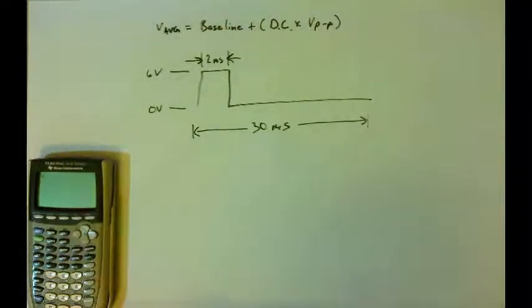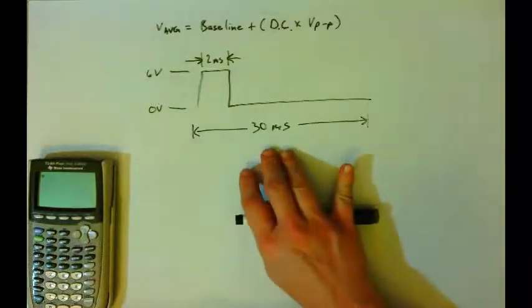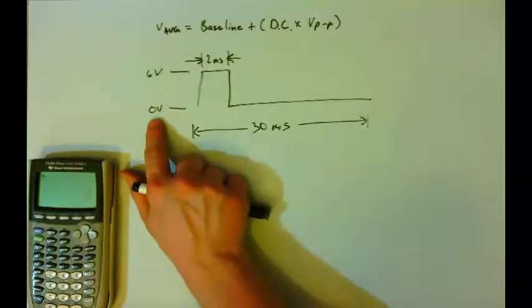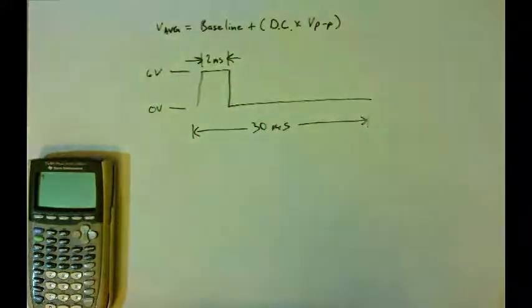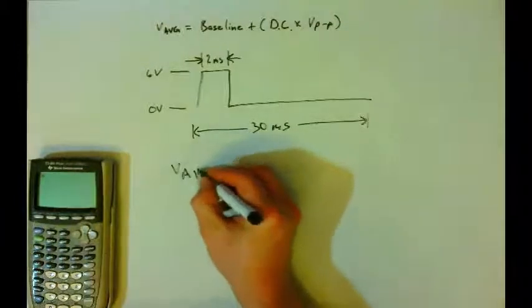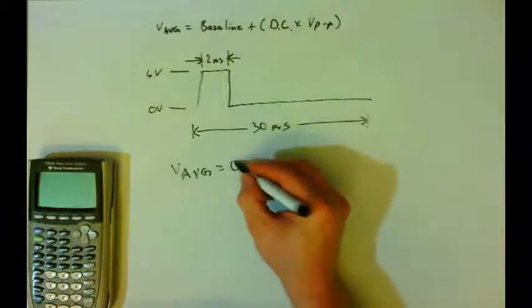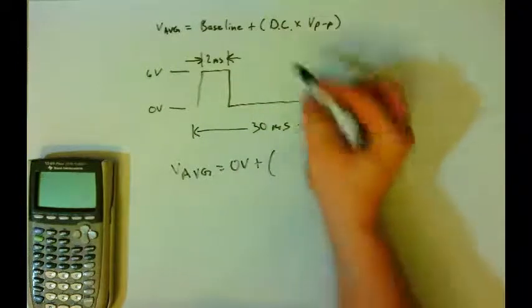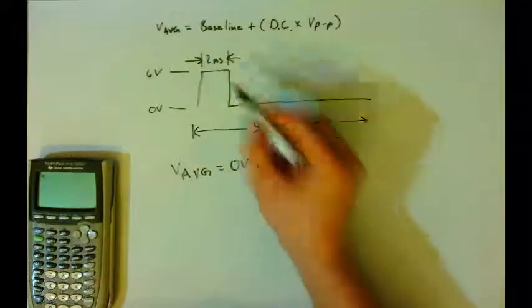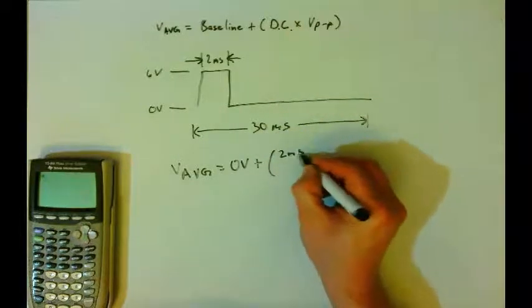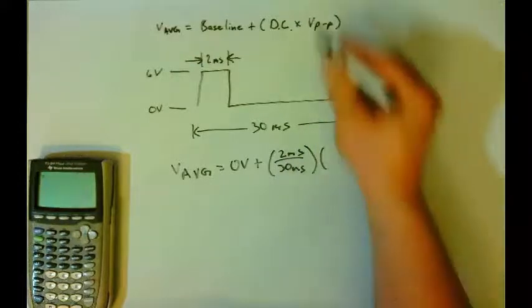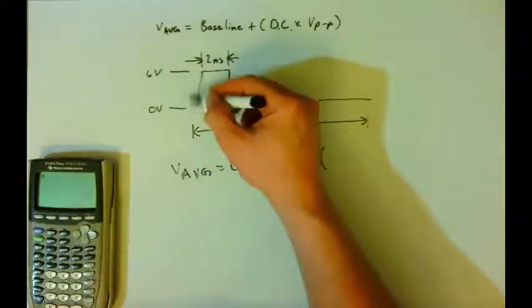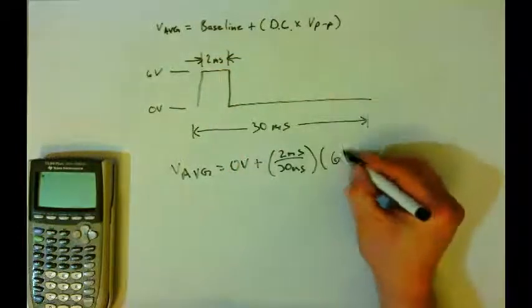One last example here. This time we have a rectangular wave with a pulse width of 2 milliseconds, a period of 30 milliseconds, and a voltage that varies from 0 volts up to 6 volts. And so this time the baseline will be 0 volts. And so the average voltage will be the baseline value, which is 0 volts, plus the duty cycle, which is going to be pulse width divided by period, so 2 milliseconds divided by 30 milliseconds, times the peak-to-peak voltage. And so the peak-to-peak voltage here is 6 volts, right? 6 minus 0 is 6, so 6 volts.